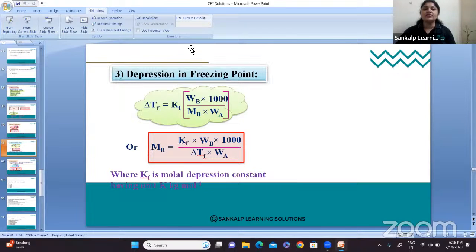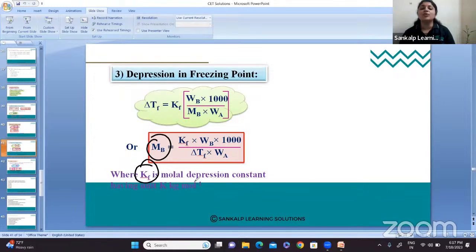So next is depression in freezing point. How do you calculate depression in freezing point? It is given as delta TF is equal to KF into WB into 1000 divided by MB into WA. Or MB, if you want to find the molar mass of solute, is equal to KF into WB into 1000 divided by delta TF into WA.